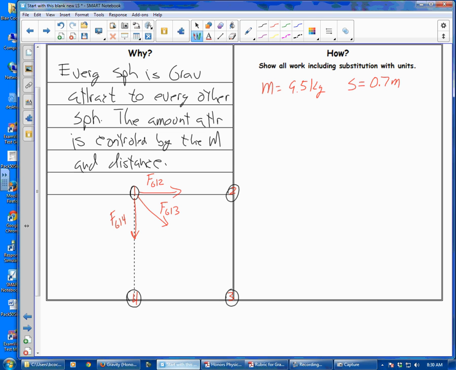Would everyone agree that FG12 equals FG14, right? Same distance, same masses involved. And they're both larger than FG13. Yes? Does that make sense?